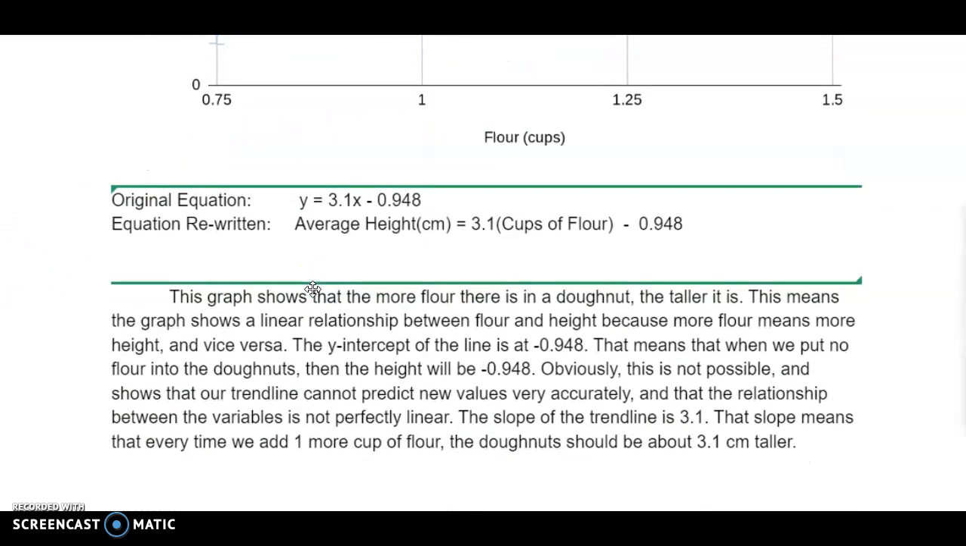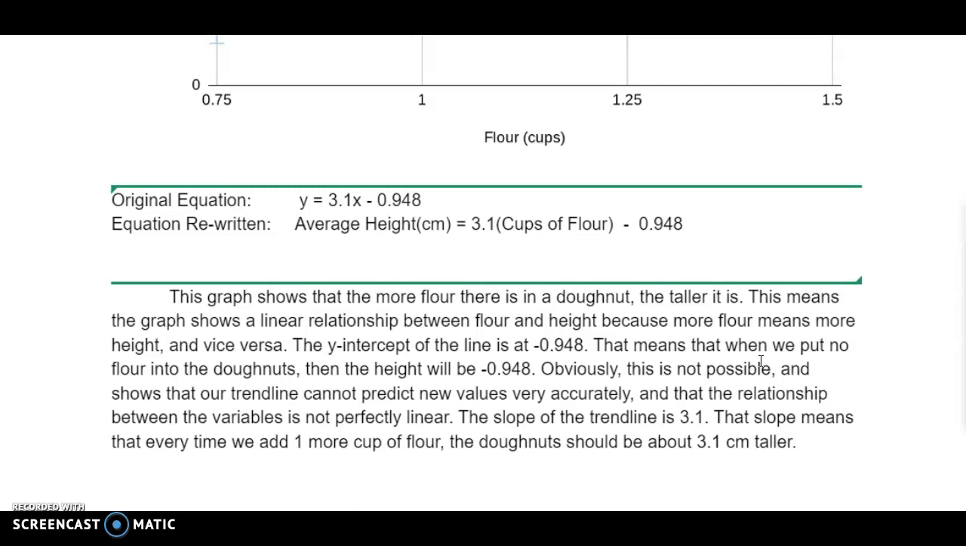And then Trotter says, obviously this isn't possible because we can't have a donut with a negative height, and it shows that our trend line doesn't necessarily predict all the values very accurately. The relationship might not be perfectly linear.